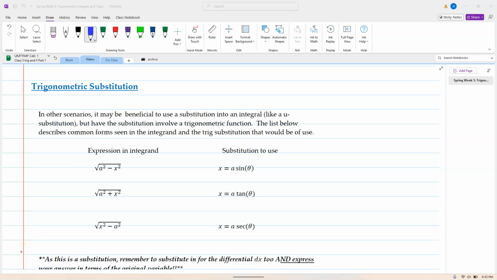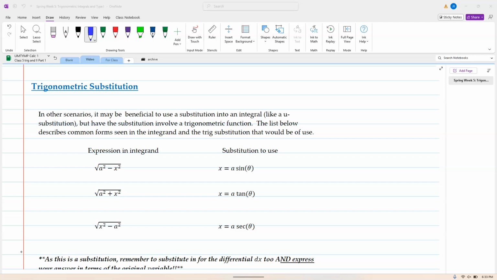Welcome back, and we are going to do more trig and more integrals, but this time we're going to see an expression in an integrand that often involves a square root, and we're going to do a substitution, kind of like a u-sub, that involves a trig function.